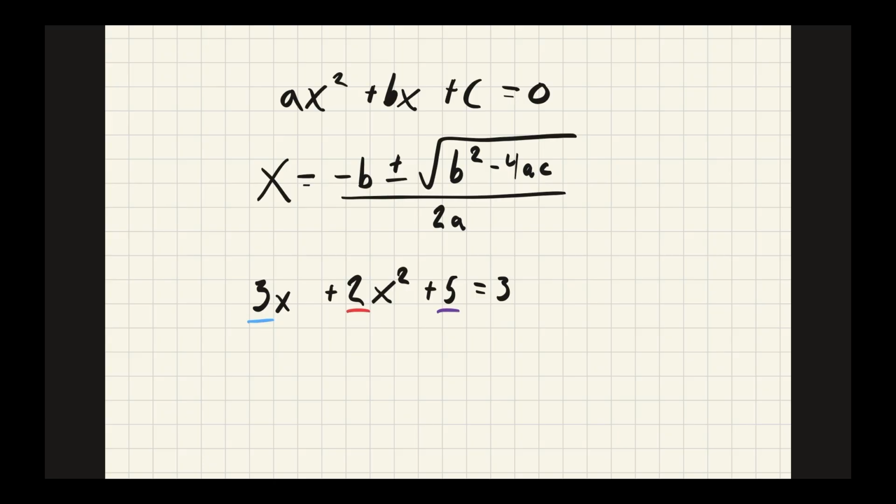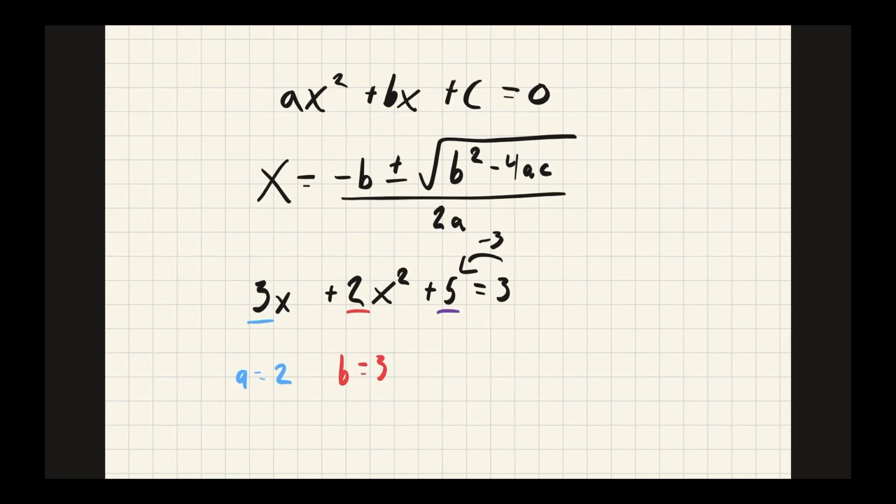In this case, A would actually equal 2, B would actually equal 3, and C, if your teacher gives you something like this, make sure the equation always equals 0, so you have to bring the 3 over. It becomes negative 3 when it crosses over the equal sign. 5 minus 3 is 2, so C equals 2.